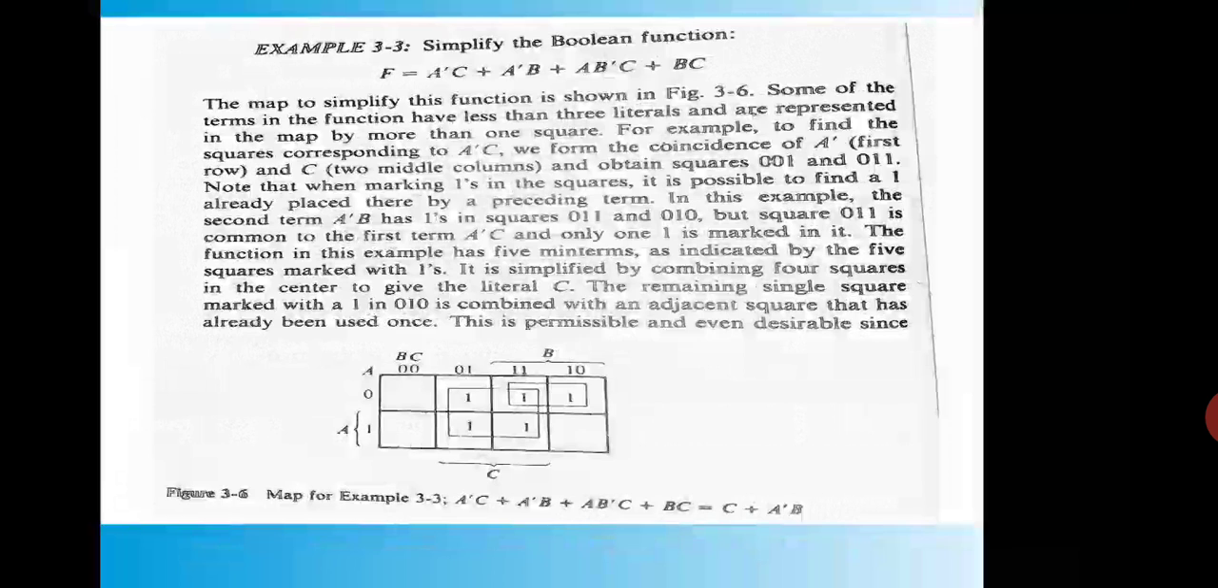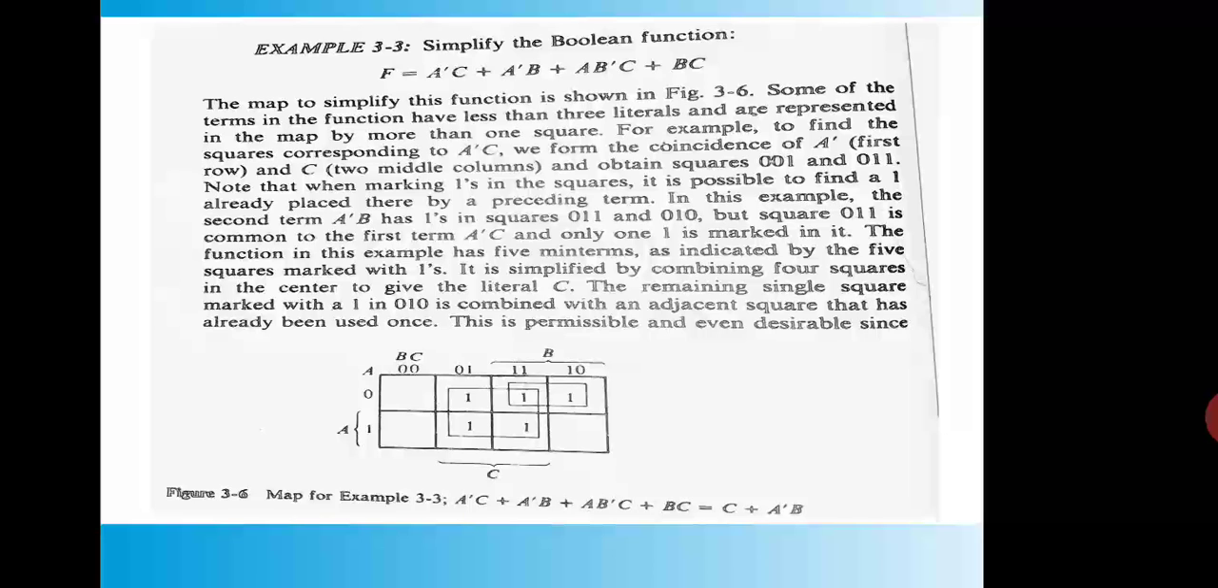Some of the terms in the function have fewer than 3 literals and are represented in the map by more than one square. For example, to find the square corresponding to a dash c, what to do when you have a dash c? Because ultimately you have 3 literals, but in the Boolean function, in some places you have only 2 literals or 2 variables. Now how to deal with that? When you have 3 literals or variables, obviously you can work based on the previous example, in the same fashion. But when you have only 2 literals, how to deal with that? If you are considering only 2 literals, what to do with the third literal? If you go for a dash c, then where has that b gone, isn't it? That will be an ambiguity.